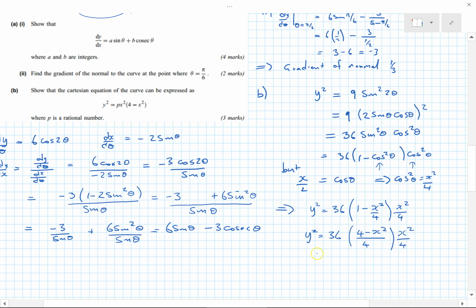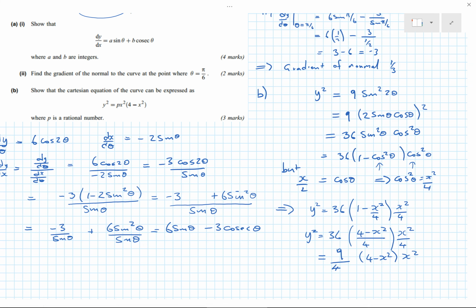Now we're over two 4's here, so basically that's 36 over 4 times 4, if you like, on the bottom there, 4 minus x squared, x squared. Right, now I wouldn't really write that because 36 over 4 is 9, so one of them will go like that, so that becomes 9 over 4. Okay, so that is question 3 done.